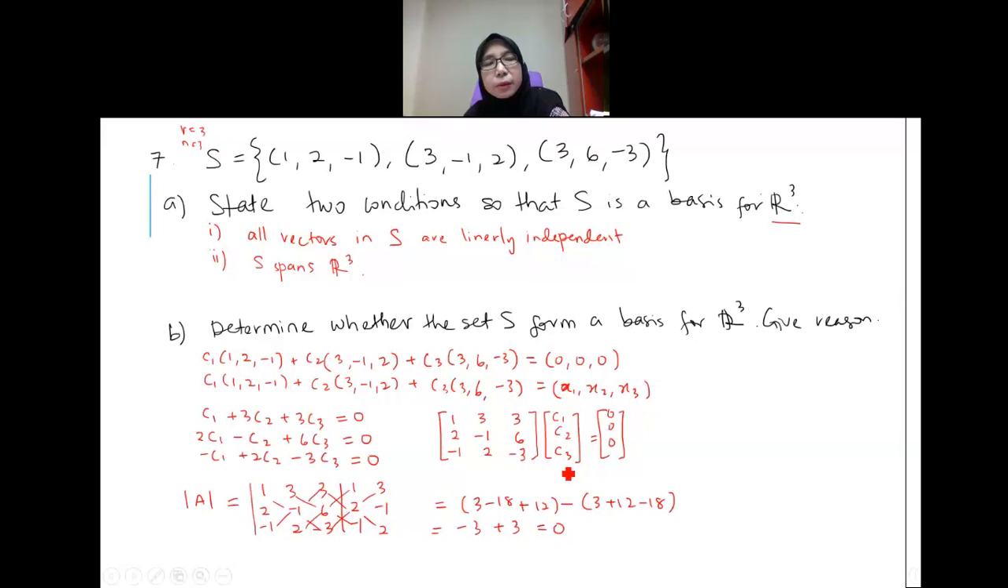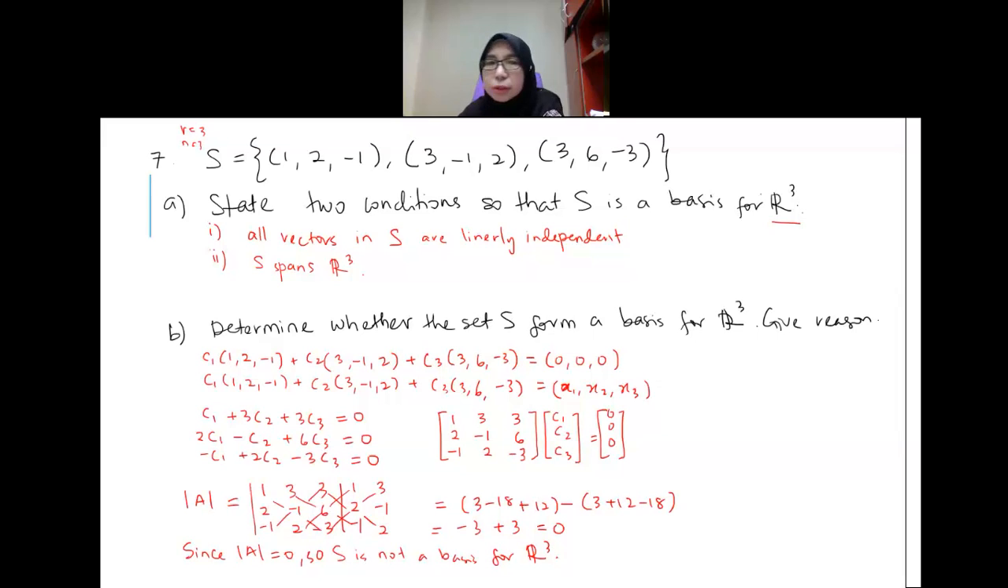So what can you say about this? The determinant of the coefficient matrix of the system of linear equations equals 0. It's not a basis, right? So just write your conclusion: since the determinant of A is equal to 0, S is not a basis for the vector space R3. I hope that one is clear. So, two questions.